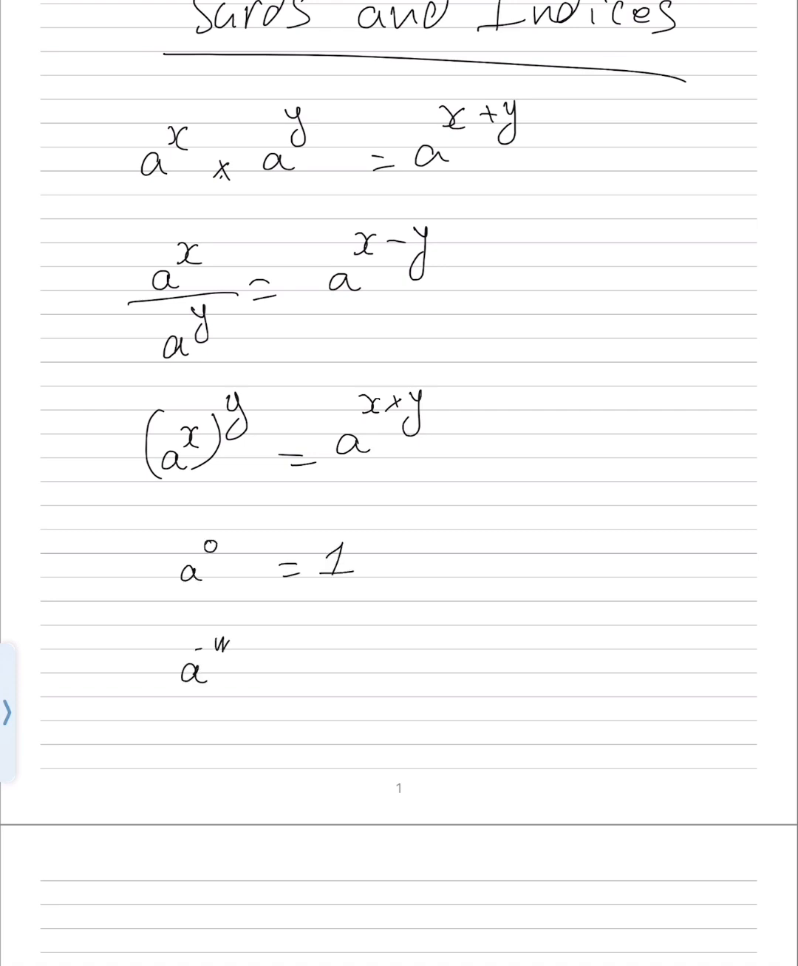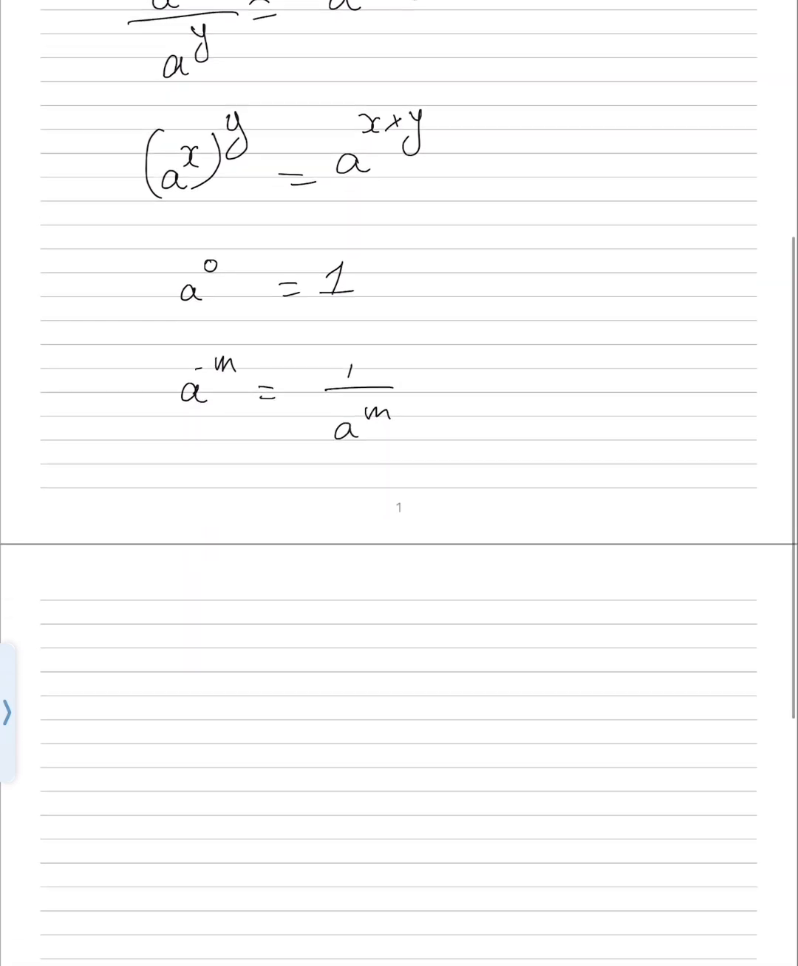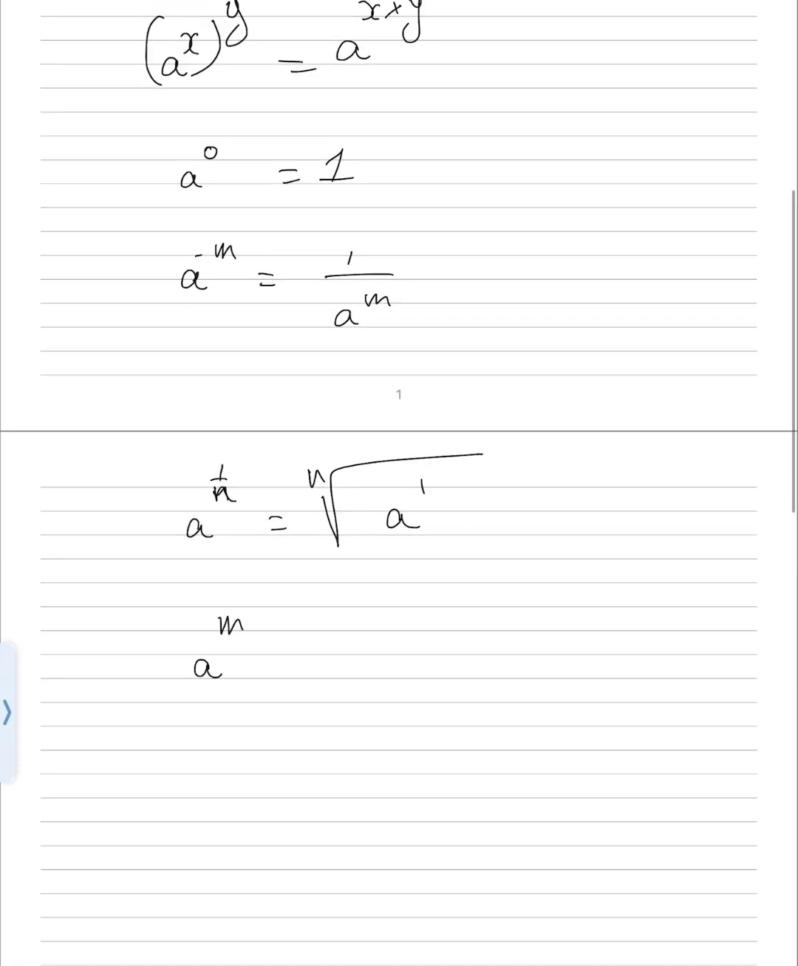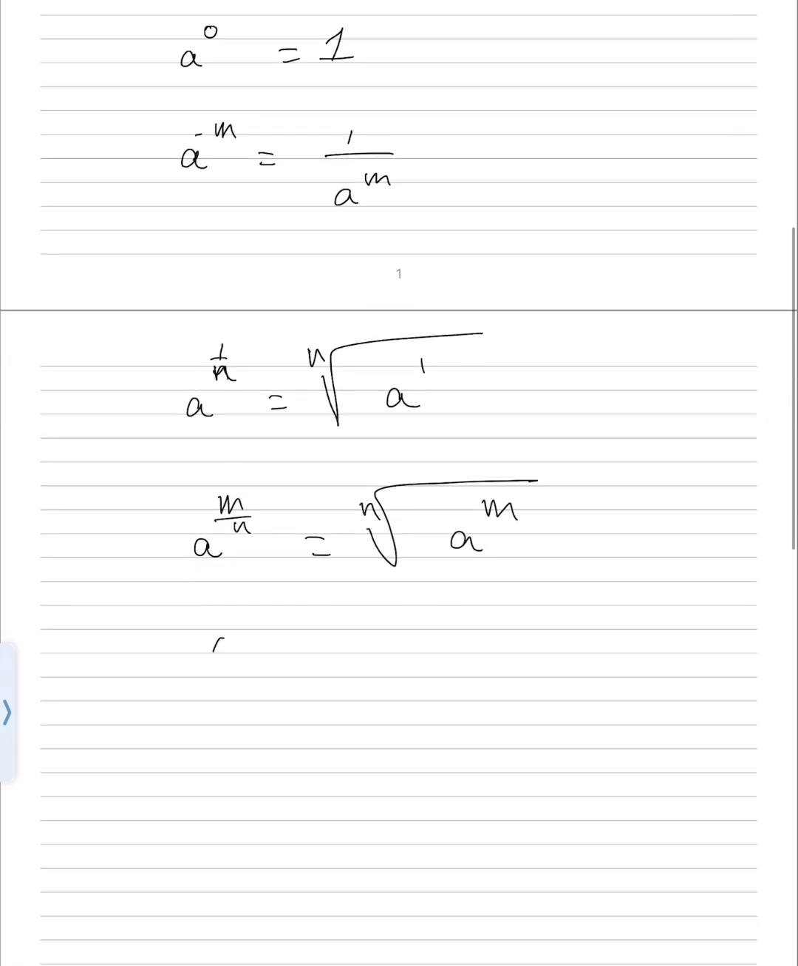For the negative power, it's 1 over a to the power m. And then the fractional power, a to the power 1 over n, is the same as the nth root of a to the power 1, and a to the power m over n is the nth root of a to the power m. The last one here, (ab) to the power n, is a^n b^n. So this is everything regarding indices.